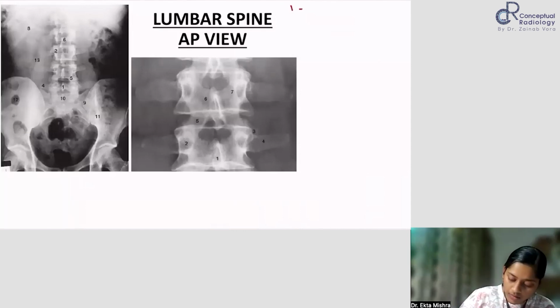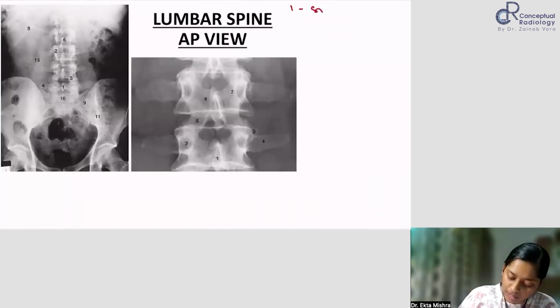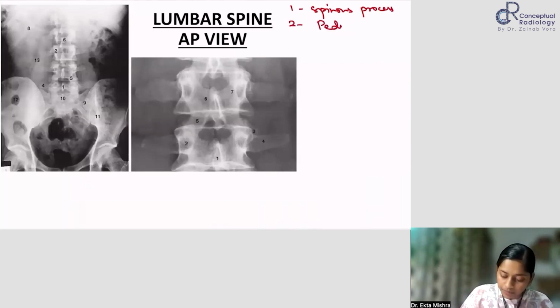I think the structure is more or less same. So you can also start labeling. First is the spinous process. It's clear in AP radiograph, we see it in the center. Second is pedicle. Very important structure for calculating interpediculate distance. The importance of interpediculate distance we'll discuss.